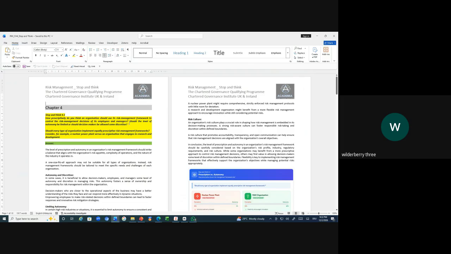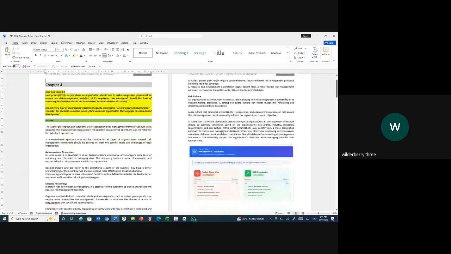It's also about how centralized or decentralized you drive your risk management system. Should the type of organization implement equally prescriptive frameworks? Consider, for example, a nuclear power plant versus an organization that engages in research and development. Then we have two extremes. Of course, with a nuclear power plant we have high risk, and high risk should have high controls. Exactly, you said it.